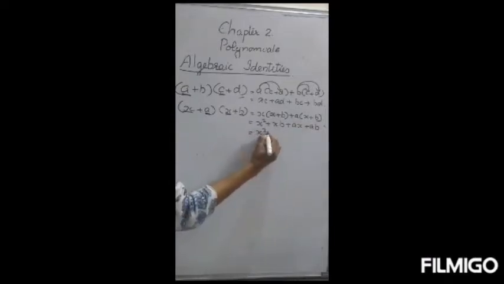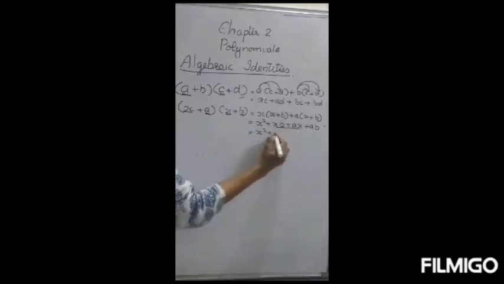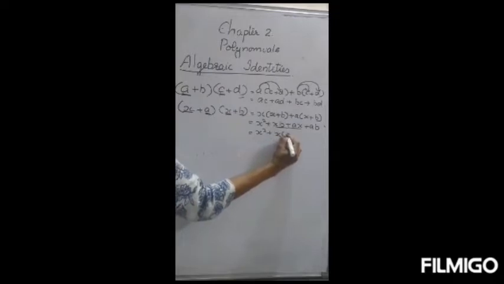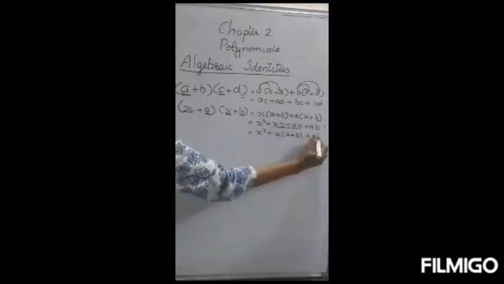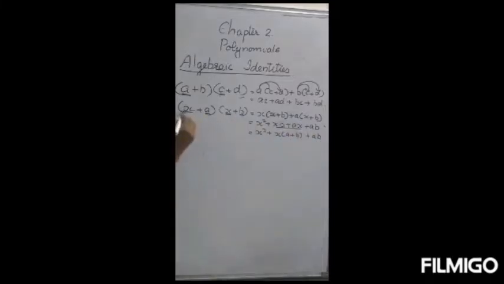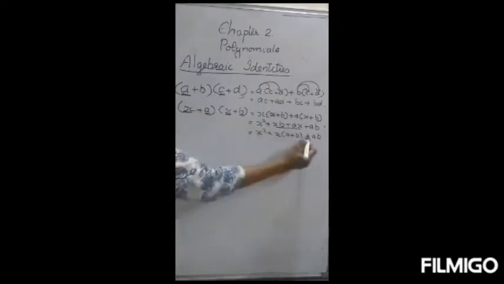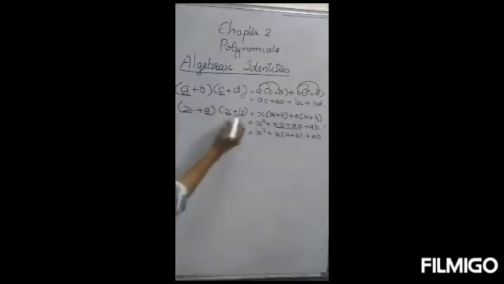Here x² plus, from these two terms we can take x outside. So x(a + b), and here it is a + b. That is, when the first terms of this product are equal, then x² plus the sum of the other two numbers, (a + b), into x, plus the product of those numbers.